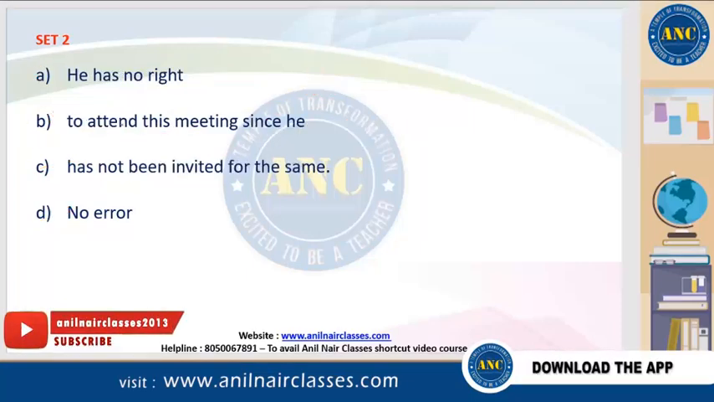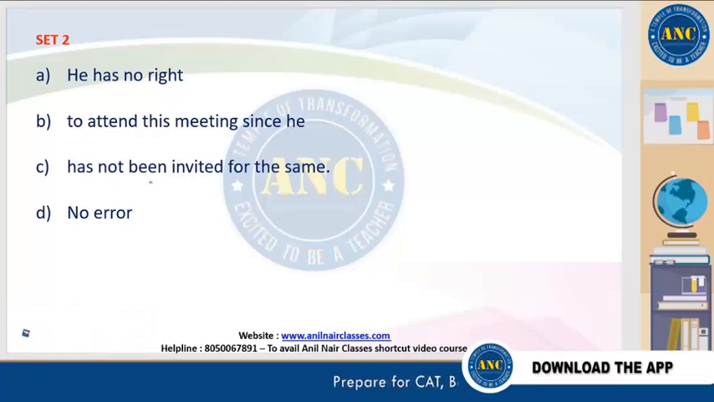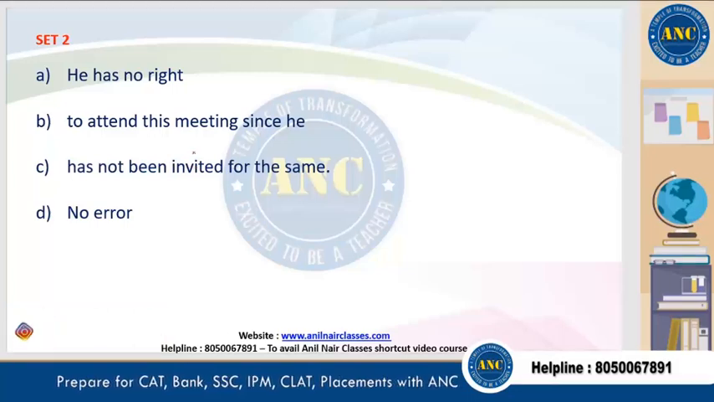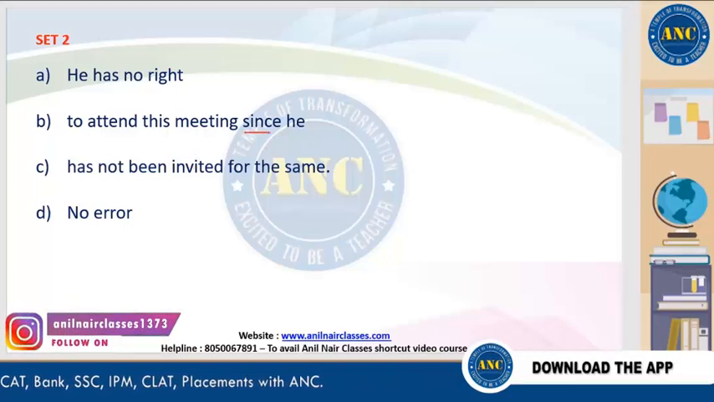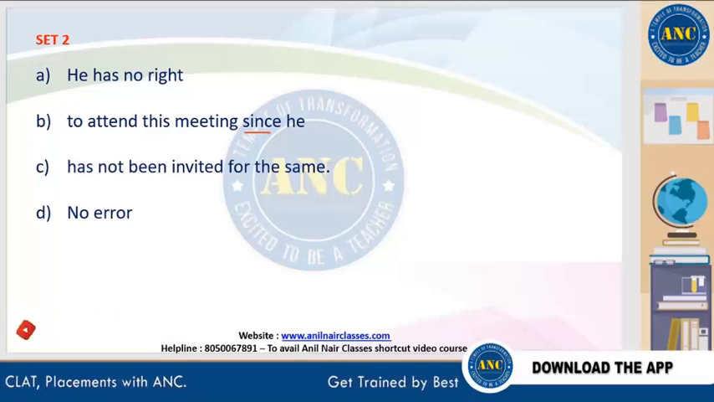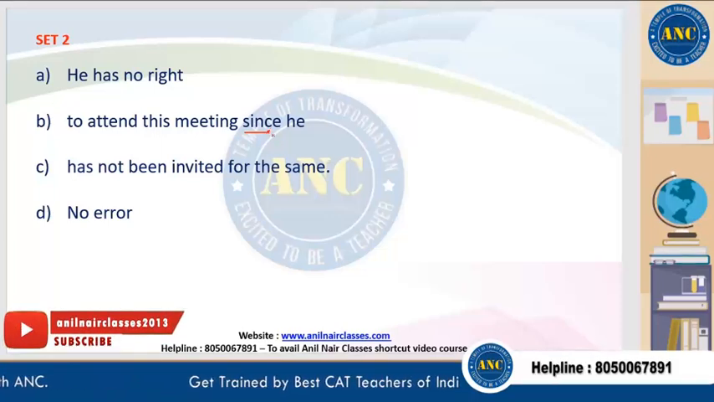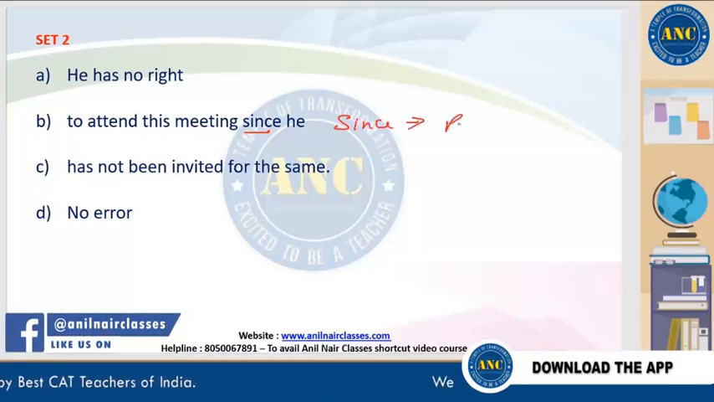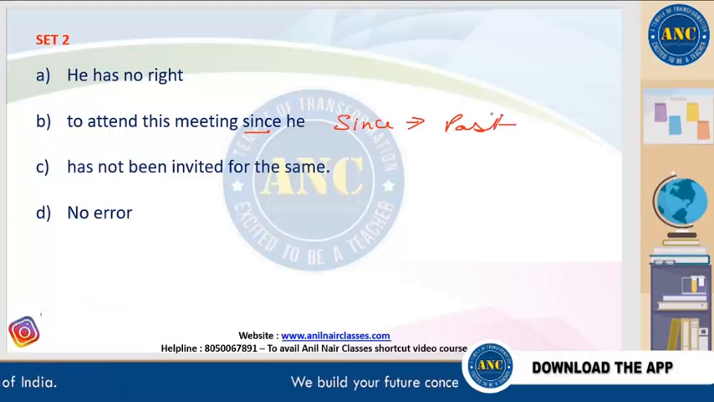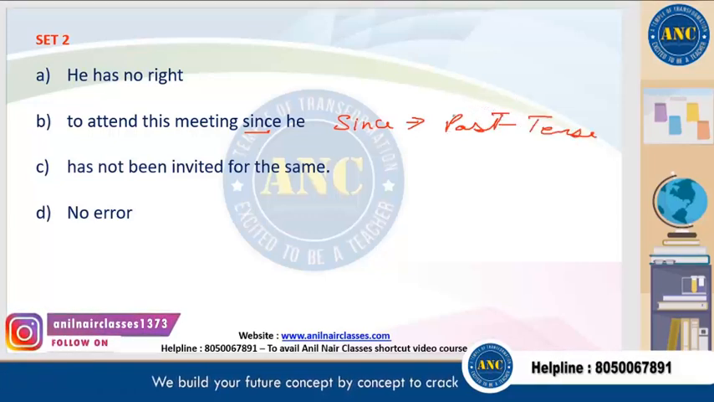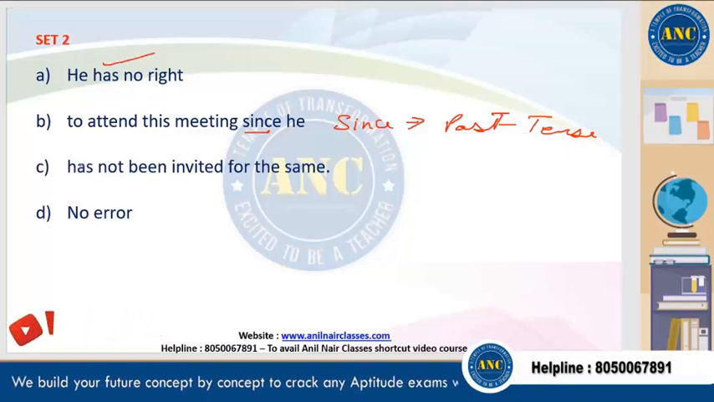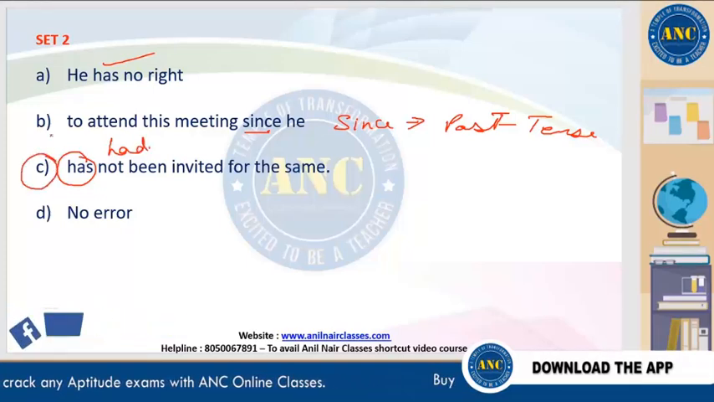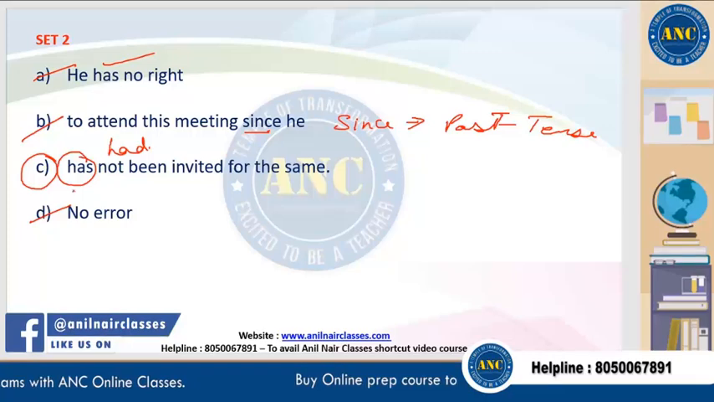The next one is, "He has no right to attend this meeting since he has not been invited for the same." Now there is a time clause, right? After "since", whatever the event is, it will always be in the past tense. So after "since" the event should be in the past tense and before it will be in the present. So that earlier part is perfectly fine. "Has not been invited" is wrong. It should be "he had not been invited". So C is the right answer. Get rid of A, B and D. Next one.